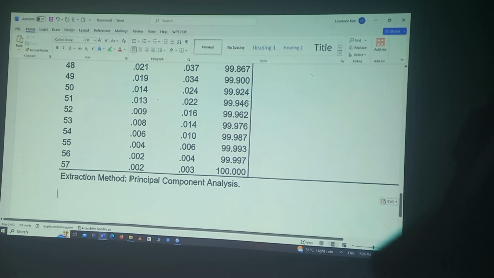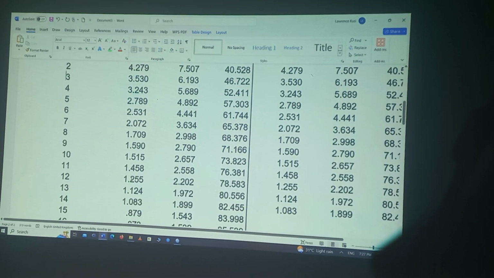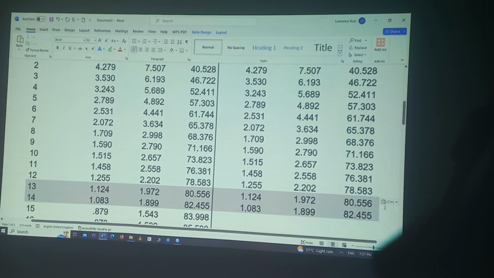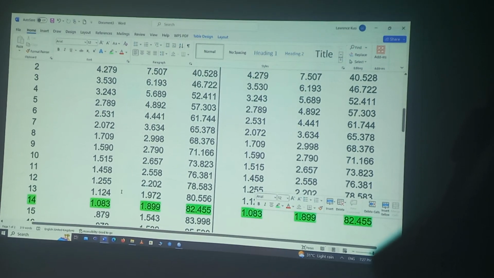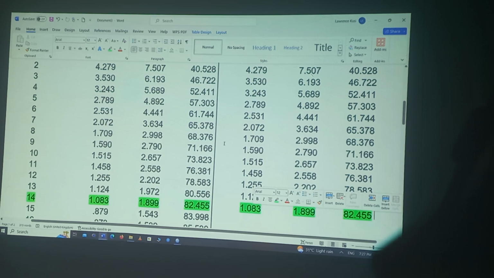So if you look at it, how many possible factors are we to generate? 14. Yes, I also have 14. 14 factors that we are likely to generate from those indicators. And the factor is the same as construct, okay? So we say 14 constructs are likely to be generated. It means the same thing.